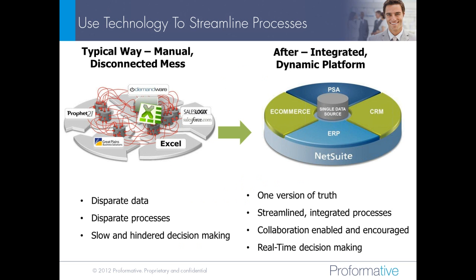Like I mentioned, we are leveraging technology. A typical way is that you apply technology to solve one particular problem, and when you do that, you have multiple systems, you have data all over the place, and you can't make decisions because you don't have real-time visibility to the data. But if you go to an integrated platform like what NetSuite offers, at that time you have one version of truth. That means it streamlines all the different processes across the organization, and collaboration between the groups is encouraged. It's not that people don't want to collaborate, but they can't because they don't know what the other group is doing.